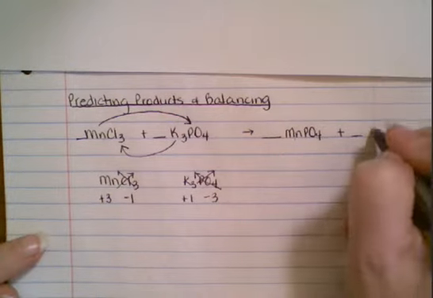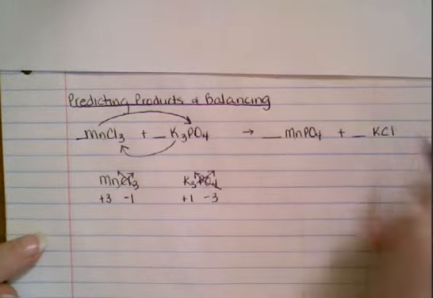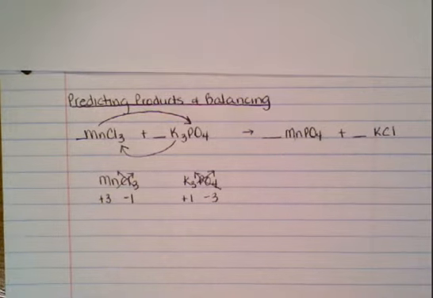Now we need to put the K and the Cl. Remember, do not carry those 3's because they were used to balance that compound. And I know that K is a +1 and Cl is a -1, so those cancel each other out. So now we've got our products.